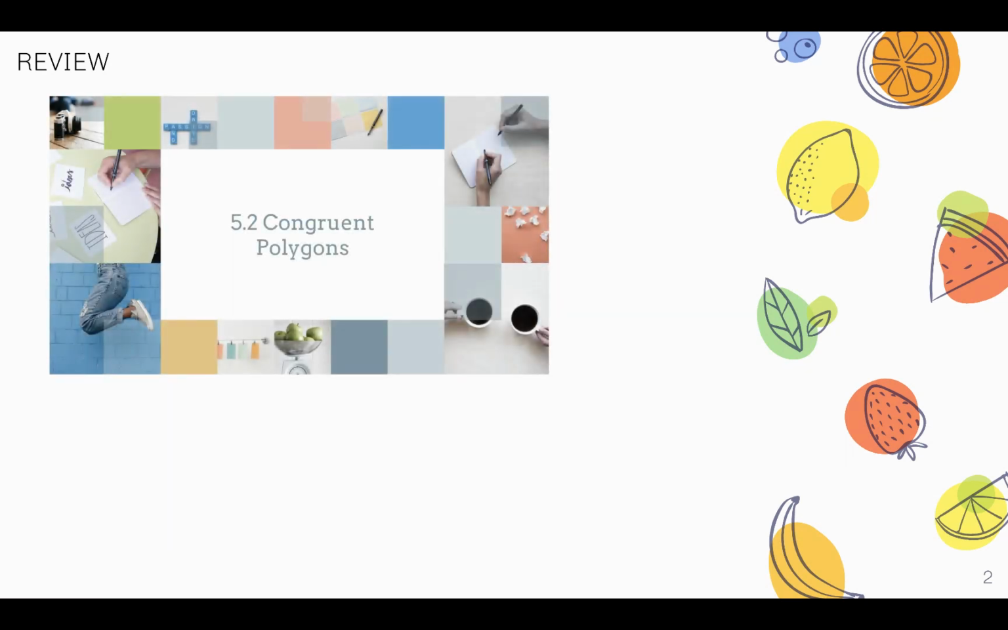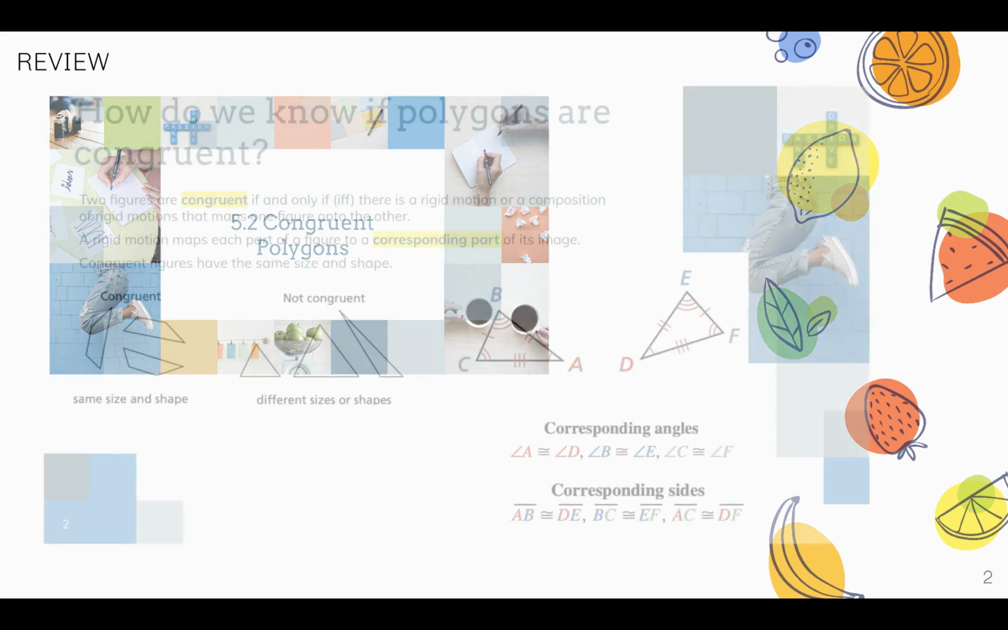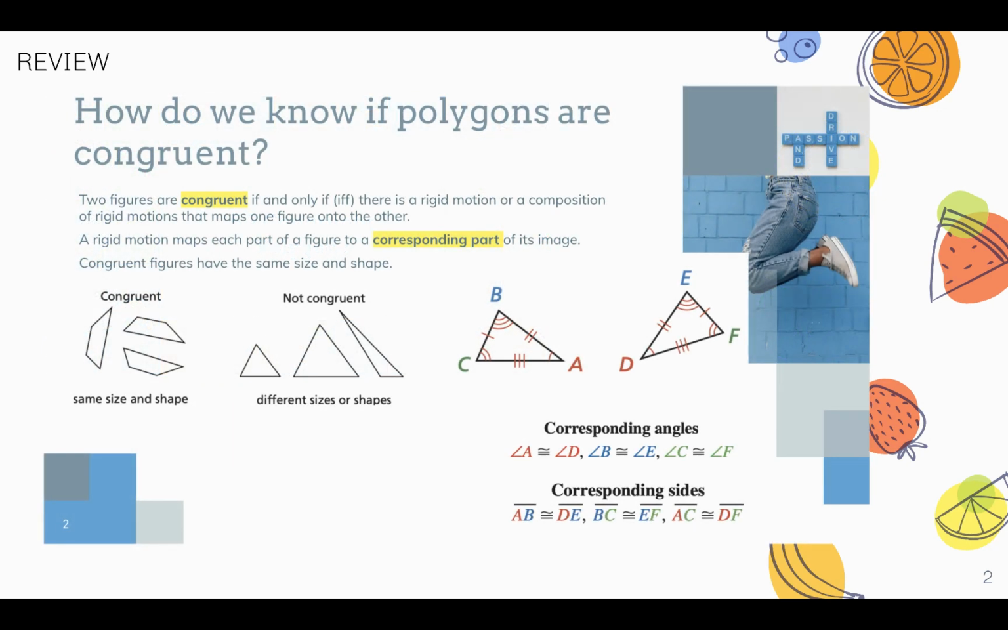So we need to review a little bit of section 5.2. And remember that our lesson looked a little bit something like this. We talked about congruent polygons. And in that lesson, we defined how do we know if two polygons are congruent? The geometric definition is that two polygons are congruent if and only if there's a rigid motion or a composition of rigid motions that maps one figure onto the other.